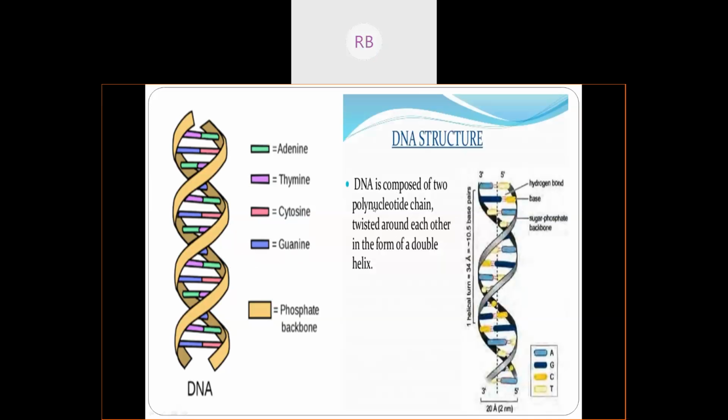Once again, okay. So this is the DNA structure. In this DNA, you will be getting two polynucleotide chains. So this is the polynucleotide chain. They are twisted. You can see now they are twisted around each other. So this is the structure of DNA.